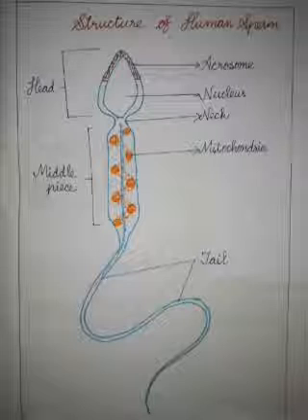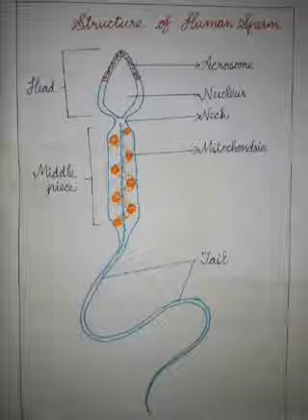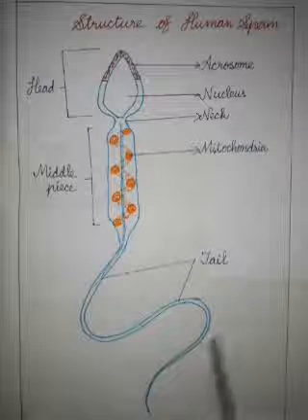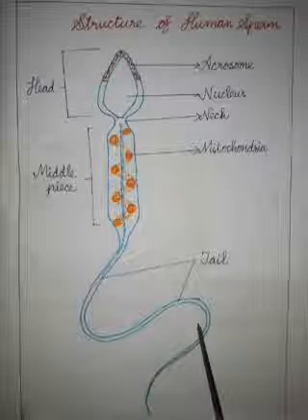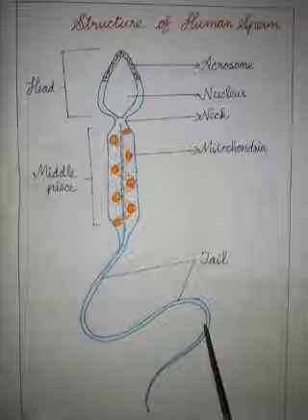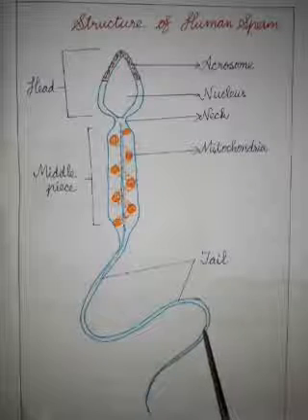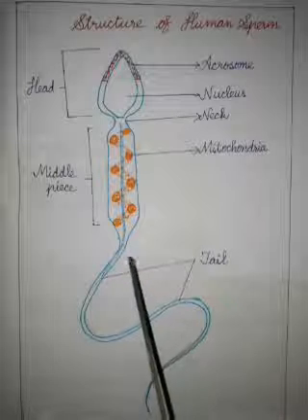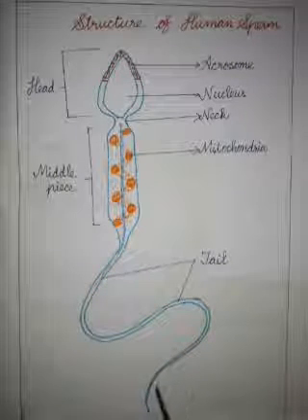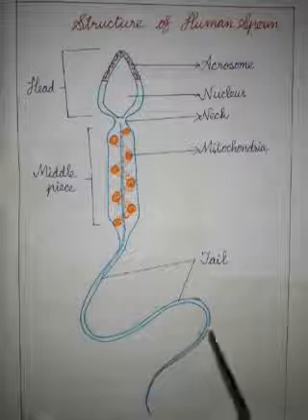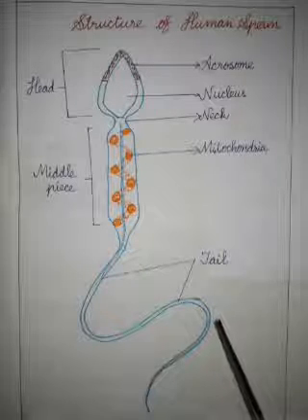The human sperm is a microscopic flagellated motile gamete. So why do we say it is microscopic? This is the tiniest cell in the human body. So it is microscopic. It is flagellated, that is, it contains a tail that helps in movement. Motile means it can move. So it is a motile gamete.